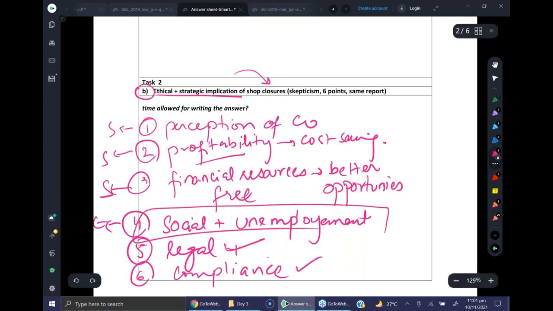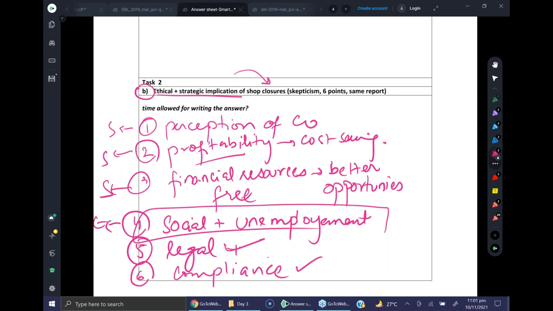If you talk about these two ethical and the rest strategic issues, your answer will be considered as a balanced answer. Any questions here or anything else we want to add?